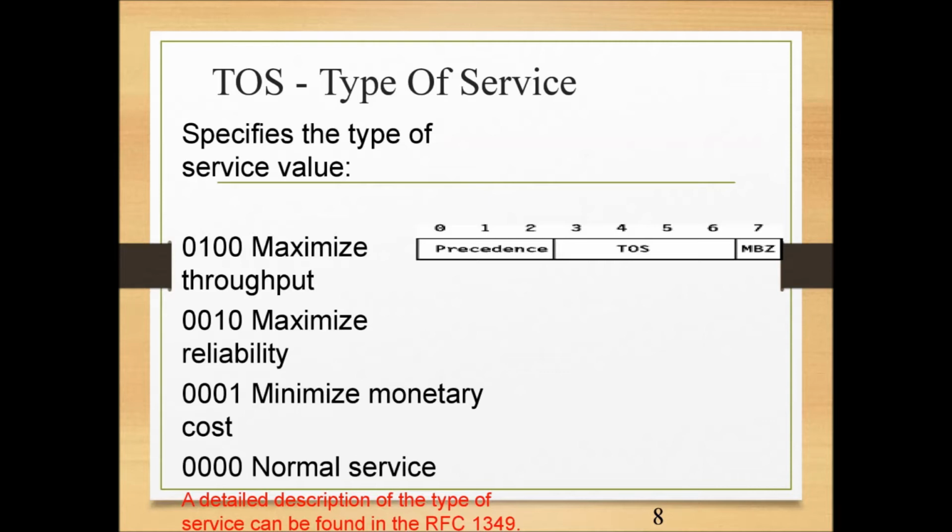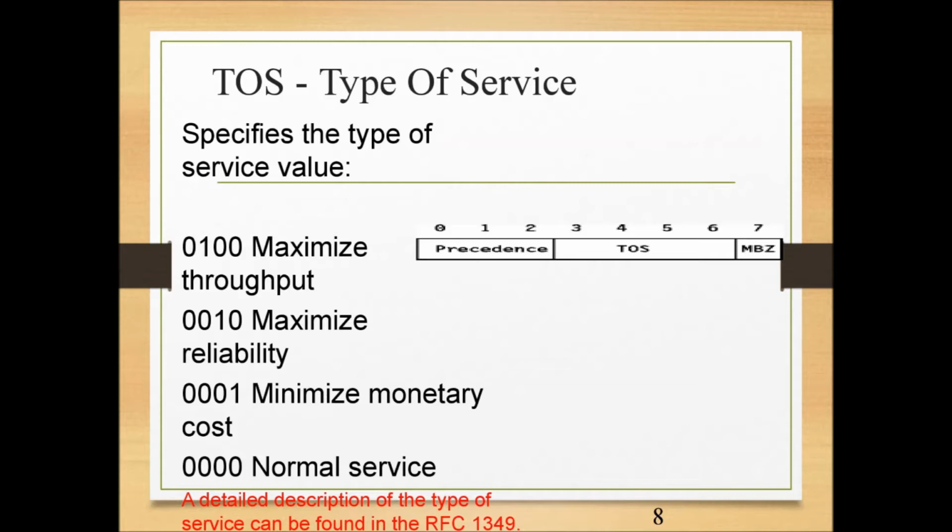First of all is maximize throughput, and the value assigned is 4. In binary you can see 0100, which is the binary of decimal 4. So if there is this binary number, it means the throughput will be maximum. Next is maximum reliability, and the number allocated is 2 in binary. Next is minimize monetary cost. When we send data, there is monetary cost. That cost will be for using different devices, for using different networks. So the value assigned is 1.